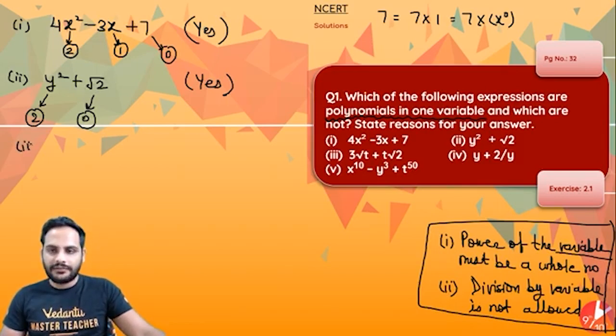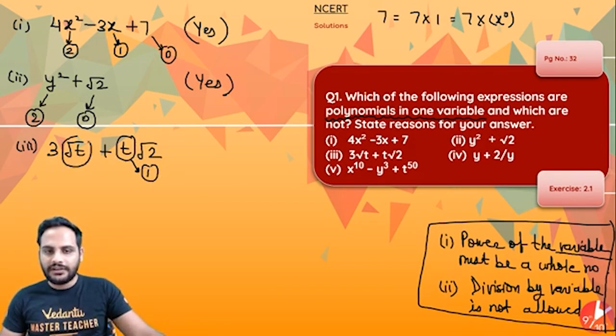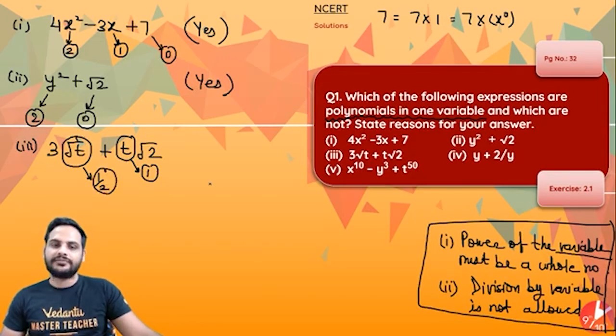The third one, we have 3 root t plus t root 2. Now see here, in t root 2, the power of the variable is 1. I don't have any problem with it. But here in root t, the power of the variable is half. And half is not a whole number. So it is not a polynomial. It is not a polynomial.